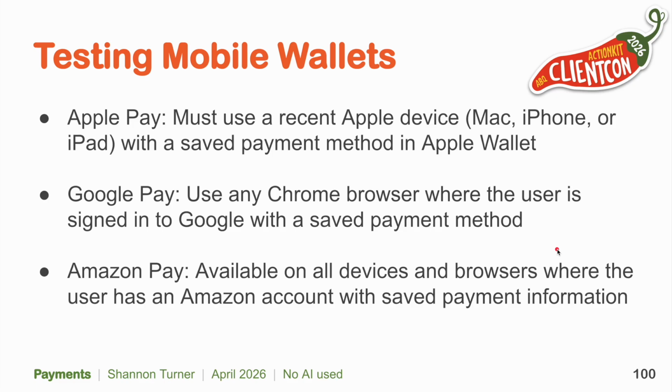Now, like I mentioned on the last slide, Apple Pay, Google Pay, Amazon Pay, these all have their own set of requirements for when they'll be able to successfully process a donation. And these buttons won't show if they can't process. And best of all, you don't have to do anything to show or hide these buttons. It's going to happen automatically based on which device and which browser the user is on.